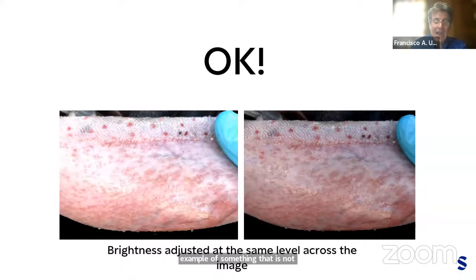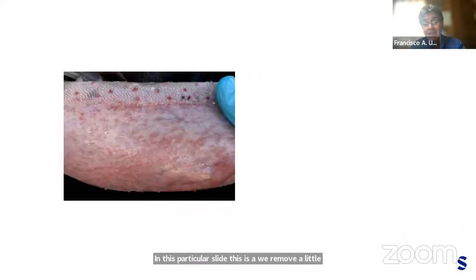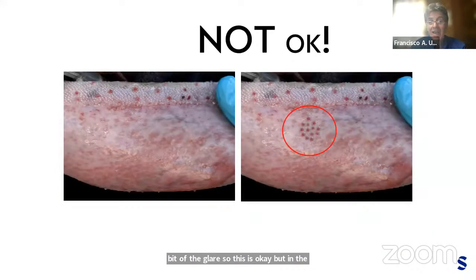So in this particular slide, we removed a little bit of the glare, so this is okay. But in the next slide, you cannot see those red dots. That's hemorrhage. This is the tongue of an animal. Like Elaine said before, this is absolutely not acceptable, adding data to your picture.